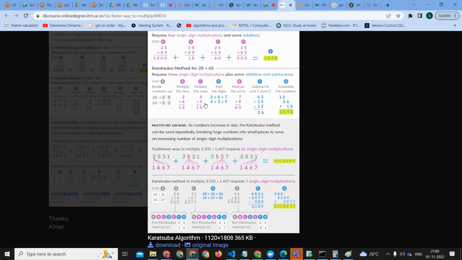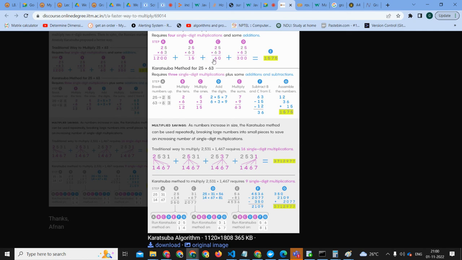Once we have that left part and right part, in between we have to calculate another two, right? In the traditional way, that is 2 into 3 and 6 into 5, the C and D in the above picture. These two multiplications, as you can see in the above picture, 2 into 3 and 6 into 5, we don't need to do.